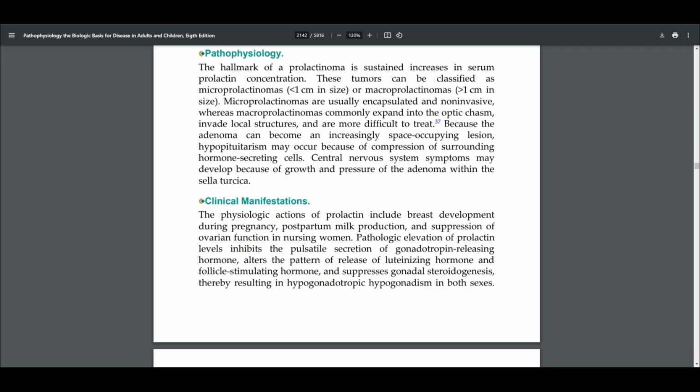Because the adenoma can become an increasingly space-occupying lesion, hypopituitarism may occur because of compression of surrounding hormone-secreting cells. Central nervous system symptoms may develop because of growth and pressure of adenoma within the sella turcica.